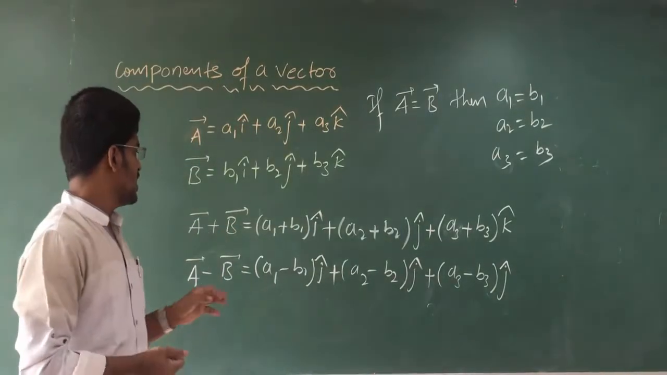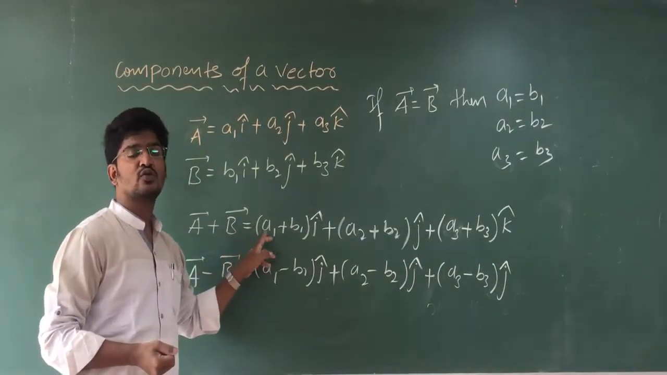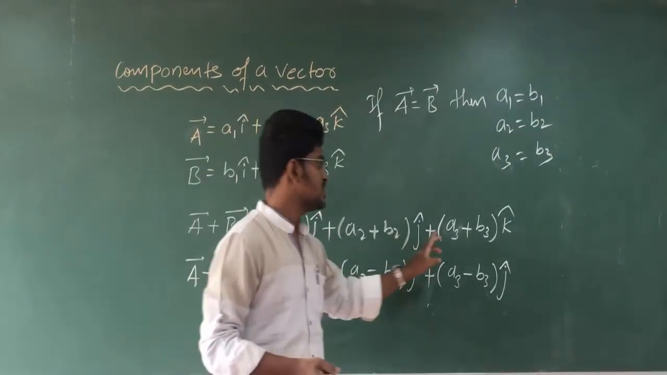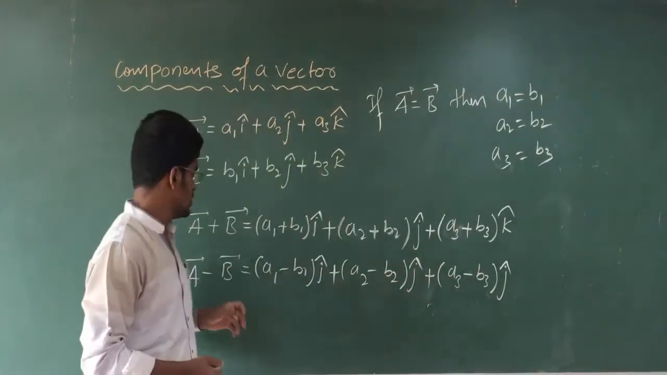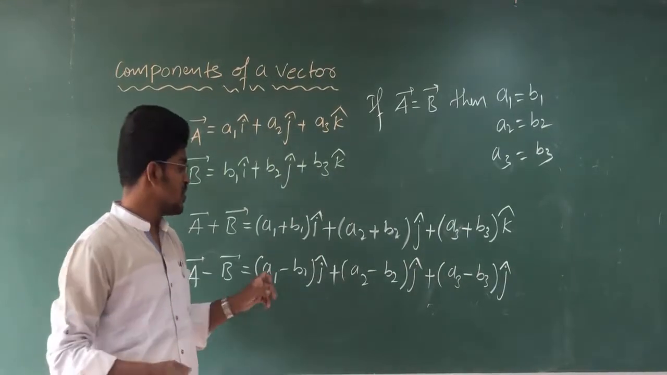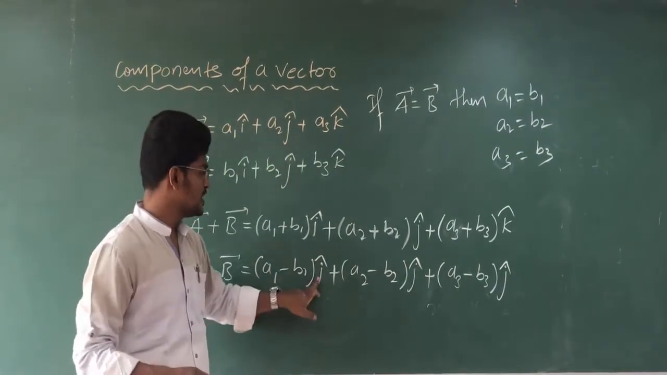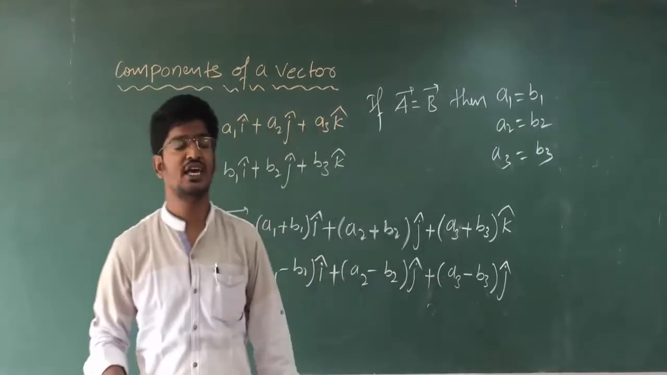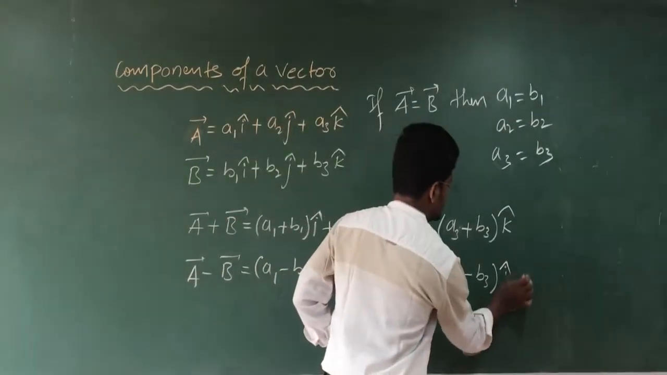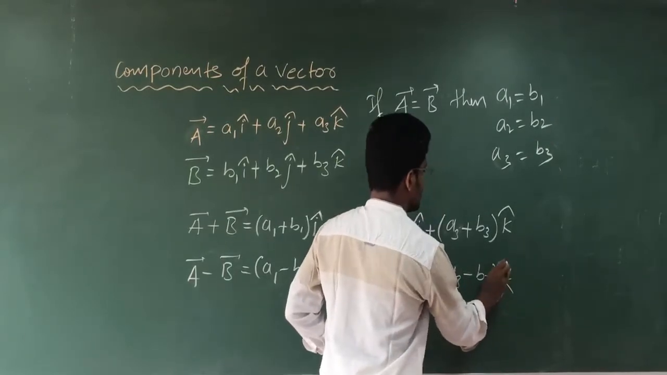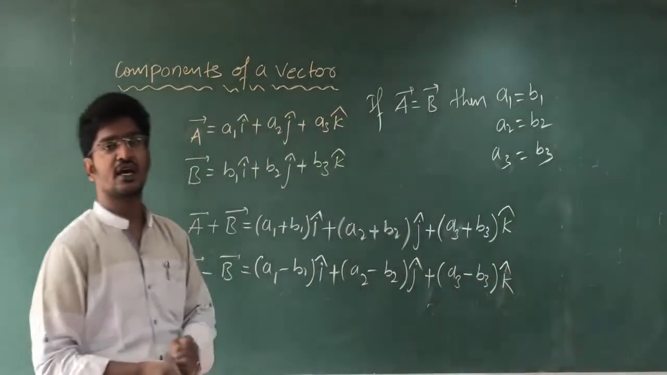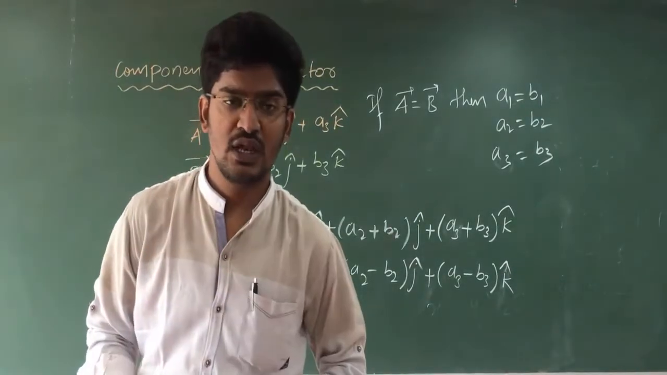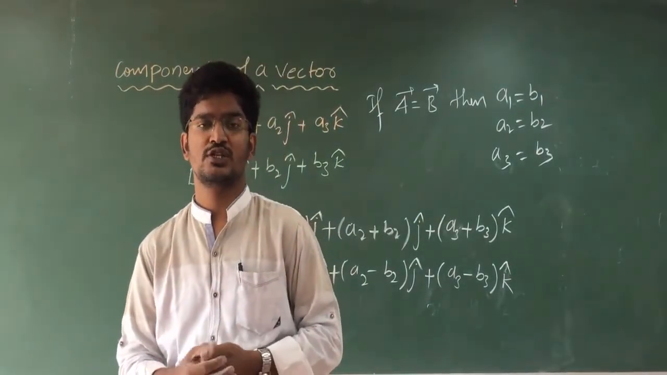Okay. By adding two vectors, you have to add i cap components, you have to add j cap components, you have to add k cap components. For the difference of two vectors, you have to subtract i cap component, you have to subtract j cap component, you have to subtract k cap component. Okay. So this is how you are going to add or subtract, and this is how you are going to understand two vectors are equal. Okay. Let us move for the next concepts.